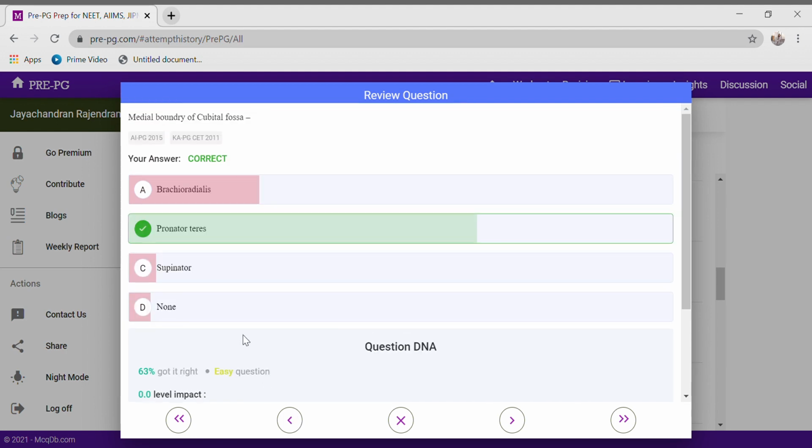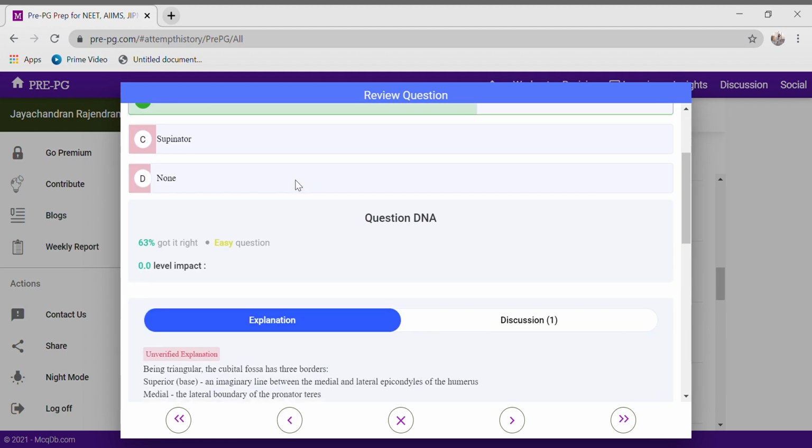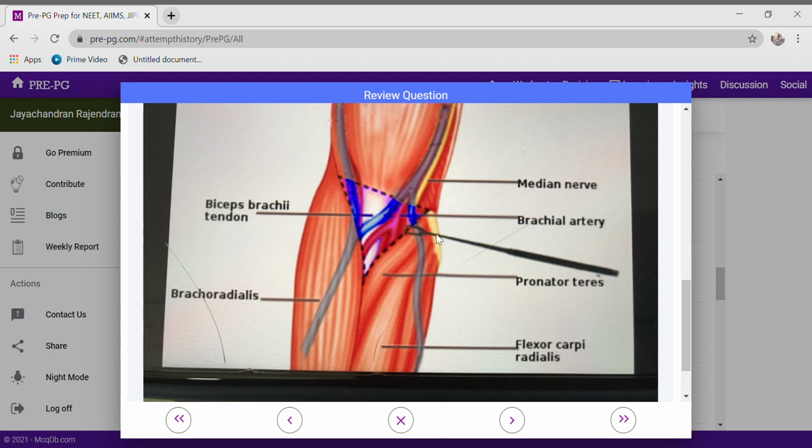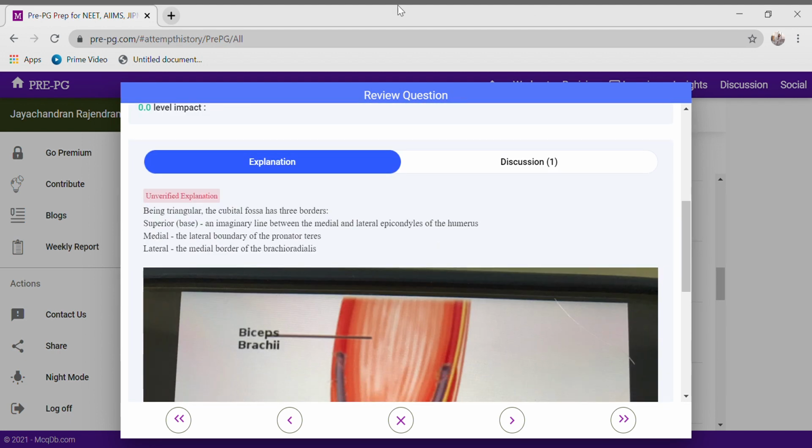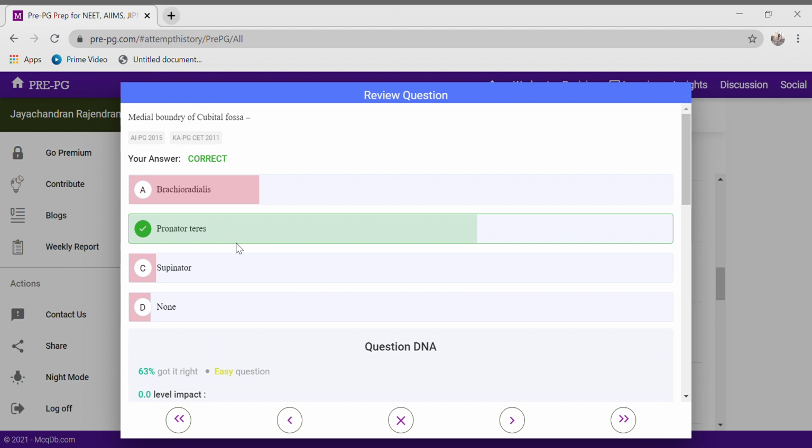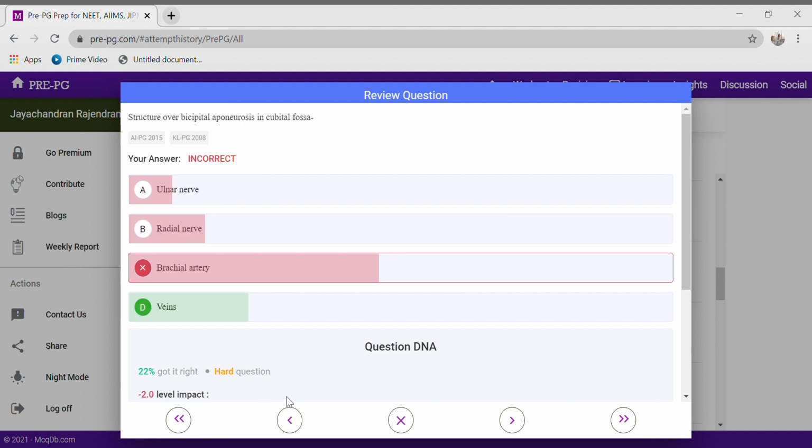Next is about the medial boundary. So let me give you one tabular column, but you can see it right here. This is the medial boundary, pronator teres, lateral boundary, brachioradialis, and this is the biceps brachii tendon. This is the brachial artery you can see right here. And this is the flexor carpi radialis. This is the median nerve. I will give you one tabular column where you can study the boundaries. The bicipital aponeurosis is over the veins actually.